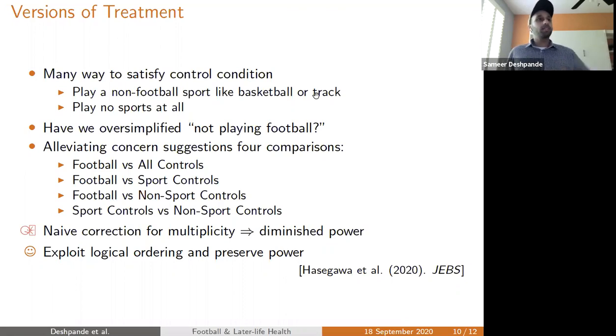So you can always test at the 5% level, and there's this ordered stopping procedure that allows you to perform these types of comparisons and alleviate concern about multiple versions of treatment. And if you're interested, I can send you the paper at another time. So this was one of the curious challenges we ran into in the course of doing all of this work.